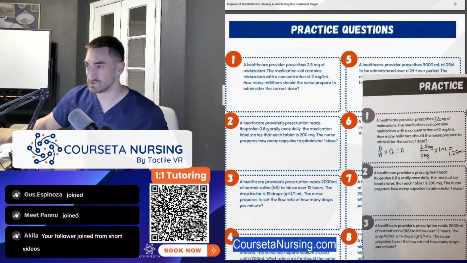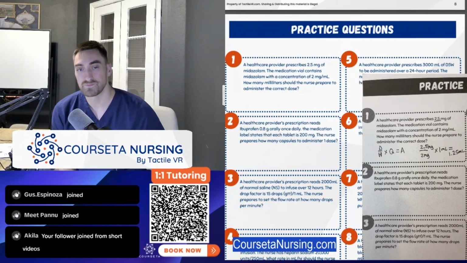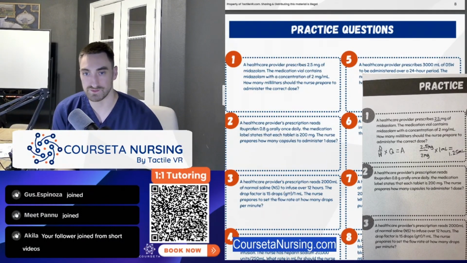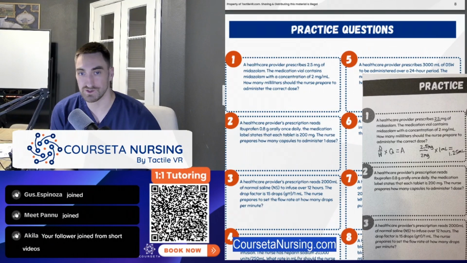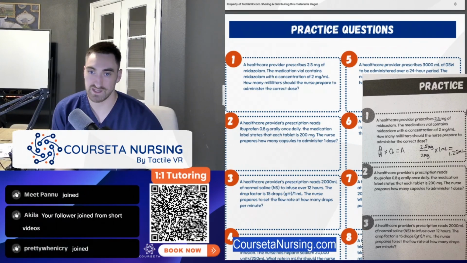So I'll read it out loud just in case, because it is a small text. A healthcare provider's prescription reads ibuprofen 0.8 grams orally once daily. The medication label states that each tablet is 200 milligrams. The nurse prepares how many capsules to administer one dose?